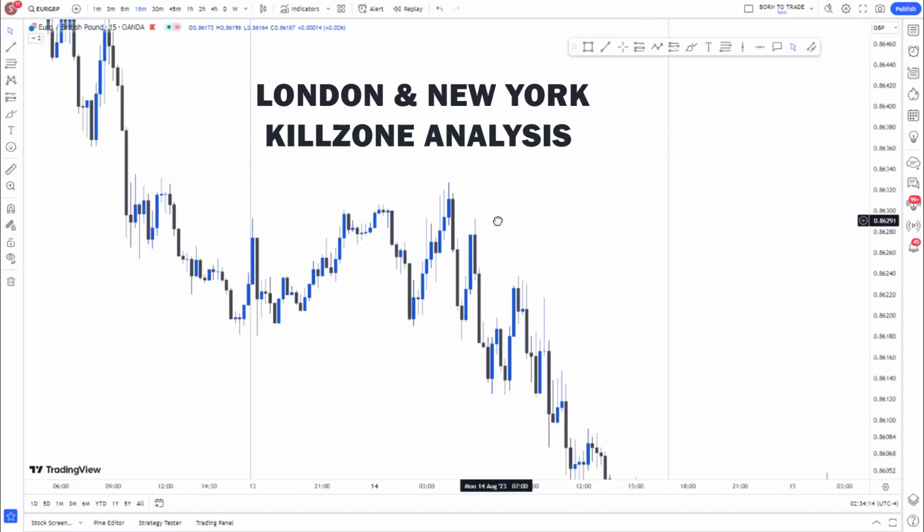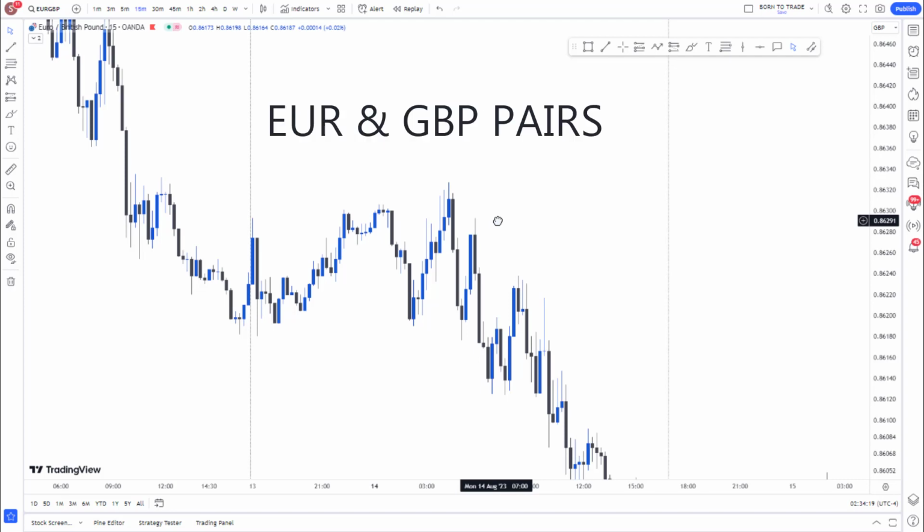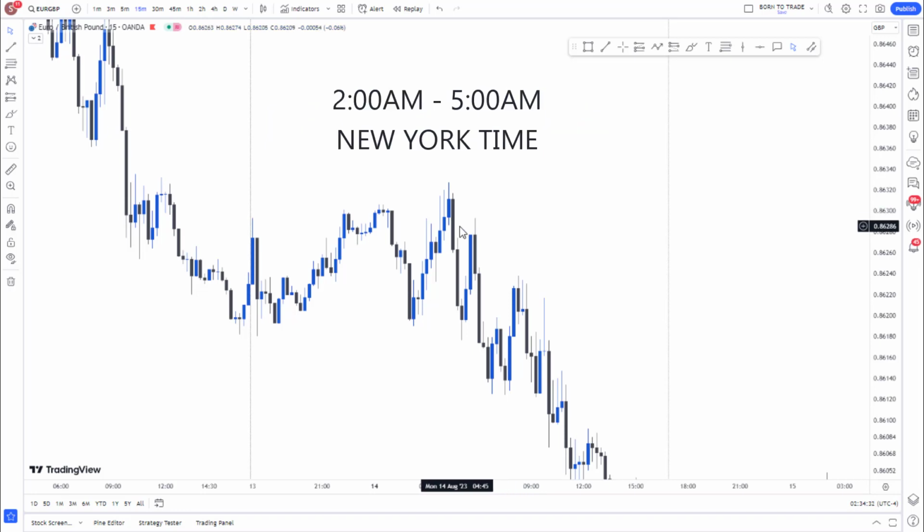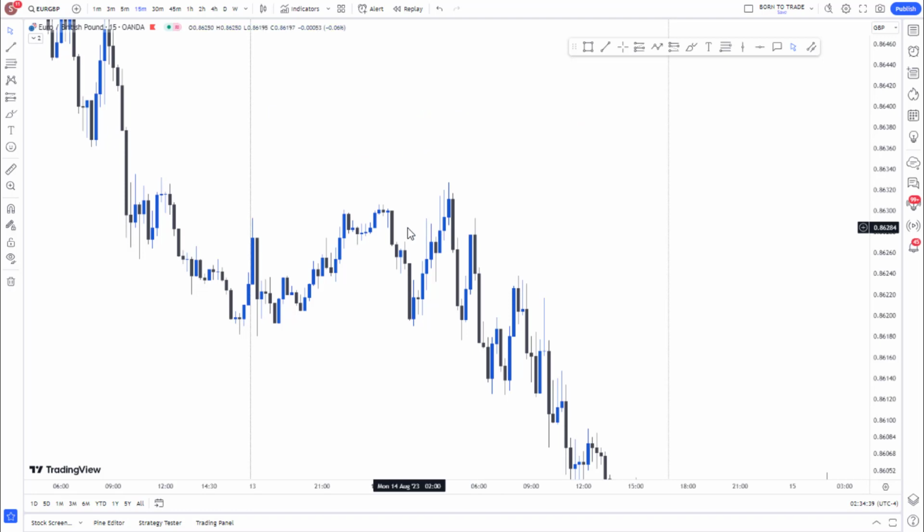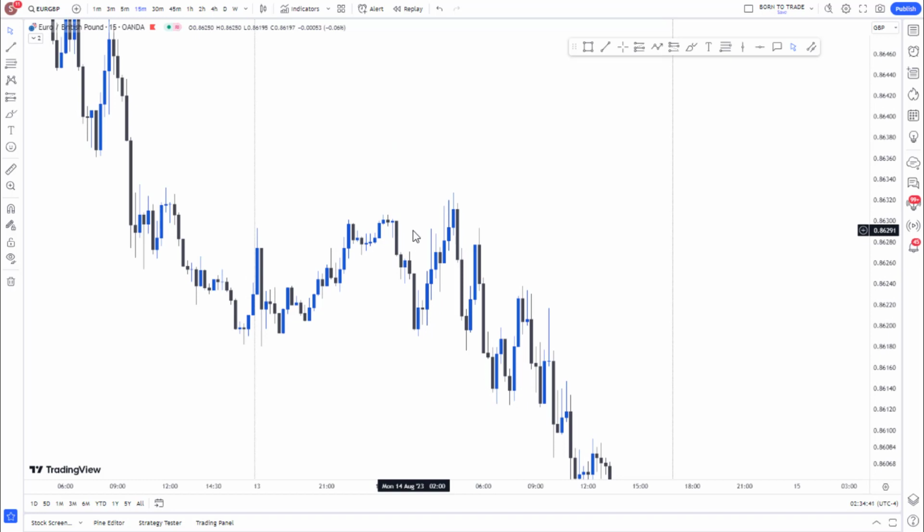I made it known that if you want to trade the London Killzone, the ideal pairs to trade are the Euro pairs and the GBP pairs, right? Secondly, the ideal time to monitor if you want to trade the London Killzone is 2 a.m. to 5 a.m. New York time. And what do we want to see during the London Killzone? We want to see a sweep of liquidity in the opposite direction and a total reversal to the other side. That is, we want to see a fake out, price taking buy side or sell side liquidity before moving in the opposite direction. And the second Killzone we'll be looking at is the New York Killzone, right?